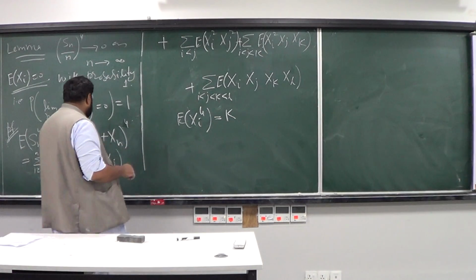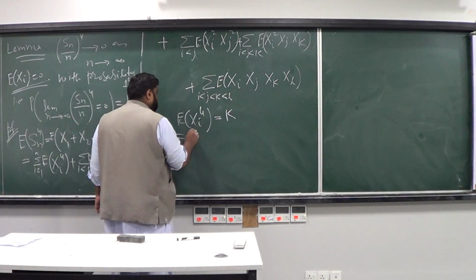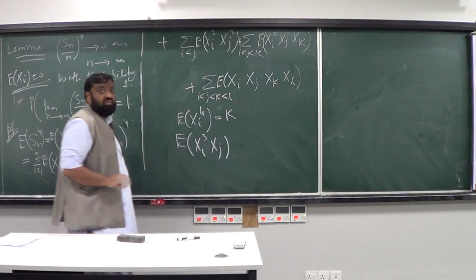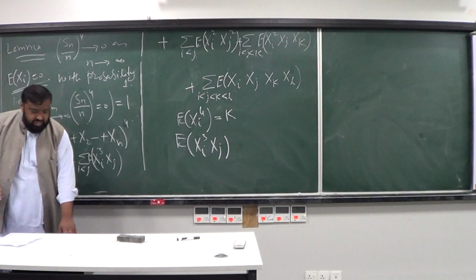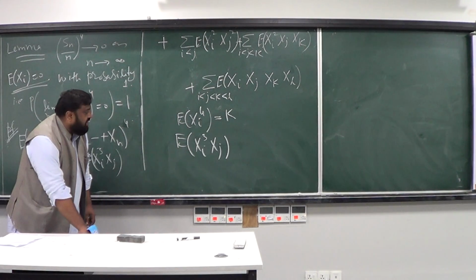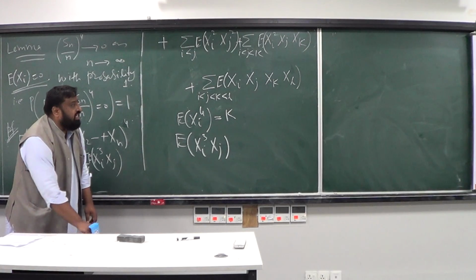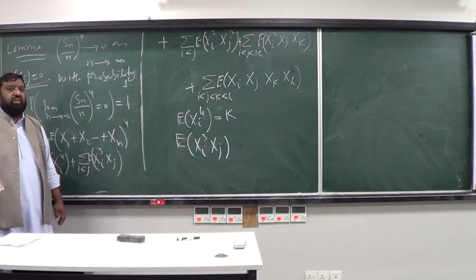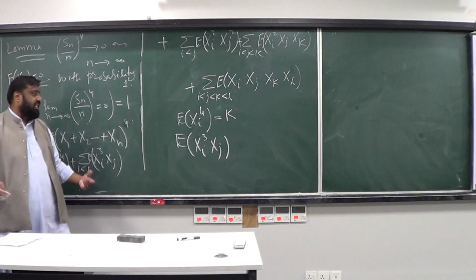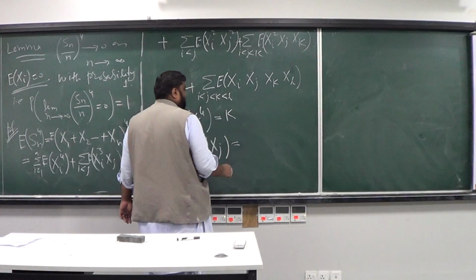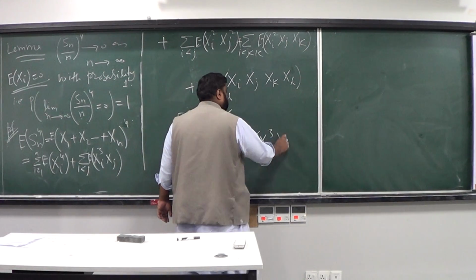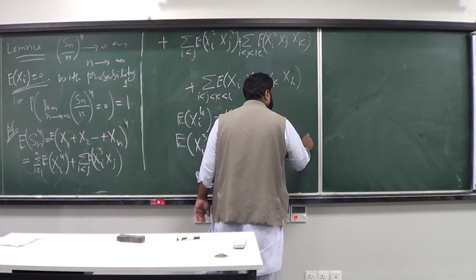Now, what is next? What is the expectation of xi cube times xj? Do you remember something about the xi's and xj's, x1, x2? They are independent. So if they are independent, their functions are also independent. In other words, this would be equal to the expectation of xi cube times the expectation of xj.